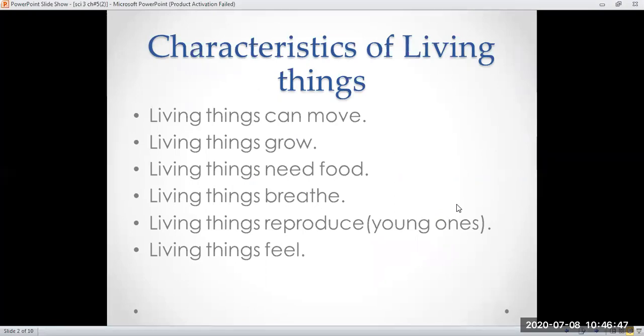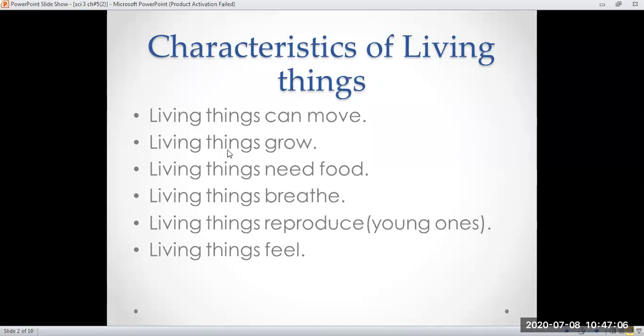So today we are going to discuss first the characteristics of living things. What are the basic qualities? Characteristics means qualities. So what are the qualities of living things? Living things can move. All the living things in this universe can move.